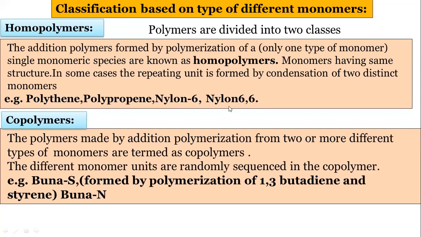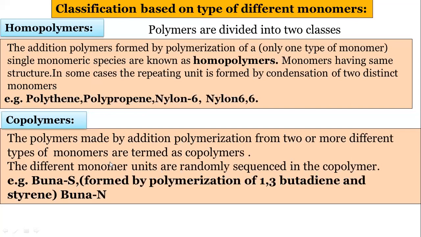takes place. But how to identify whether it is a homopolymer or copolymer? By using this sentence: the different monomer units are randomly sequenced in the copolymer. If the monomer units are randomly sequenced in the polymer, that is called a copolymer, remember. So this is quite confusing, but only remember this: nylon 6,6 is an exception. Though for the preparation of nylon 6,6 two different monomers are used, this is an exception, and it is included in homopolymers.